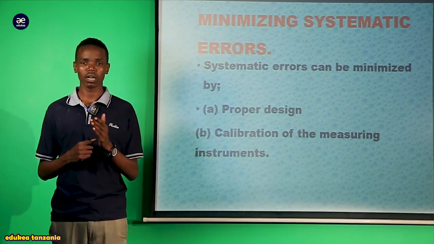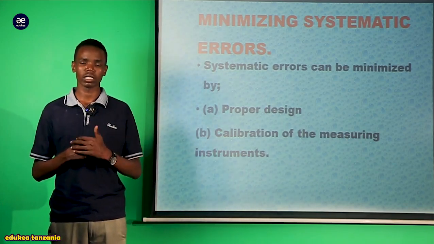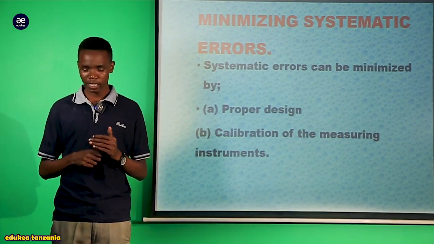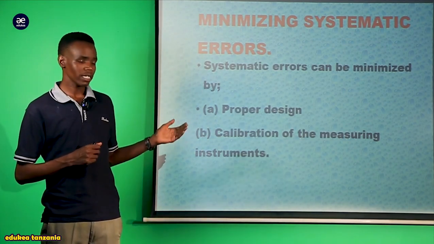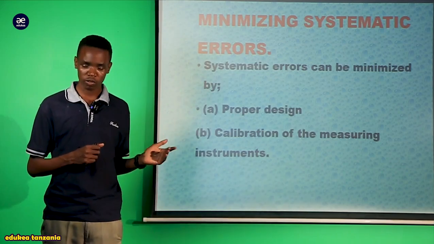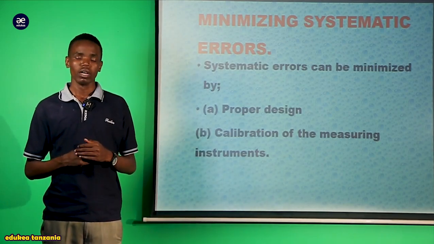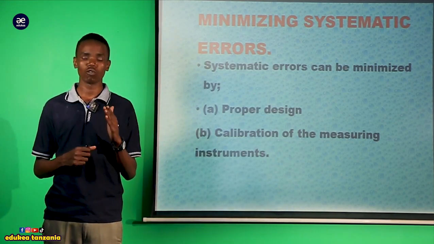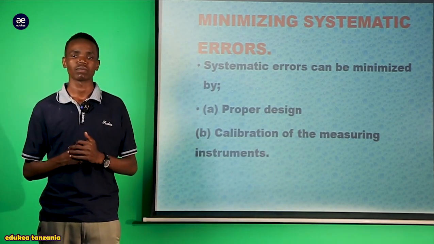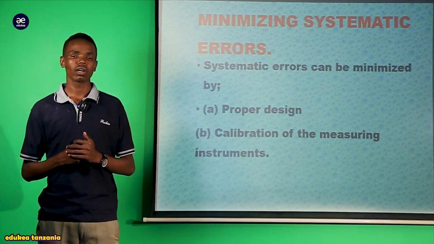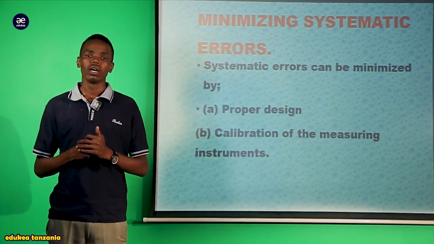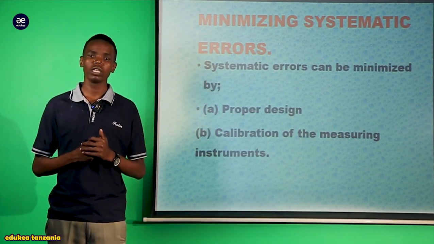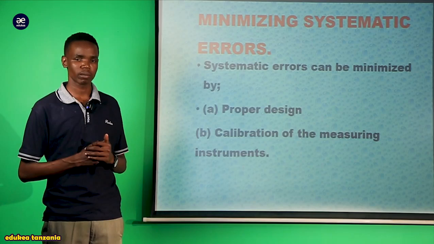So by saying that, my dear student, there are some tasks here you can try to answer. You are supposed to explain 5 causes of the systematic errors. And also, the second question, explain 3 methods used to minimize the systematic errors. This is the task that you can get for this session.